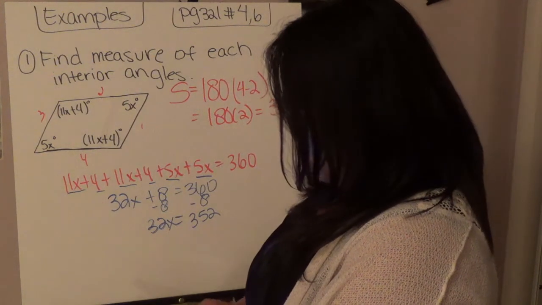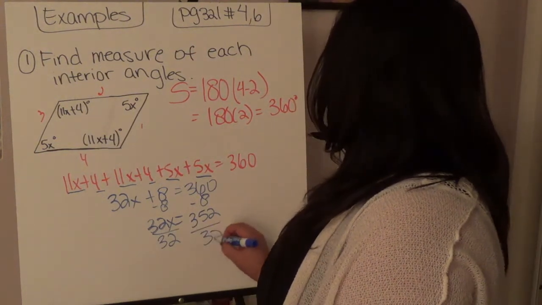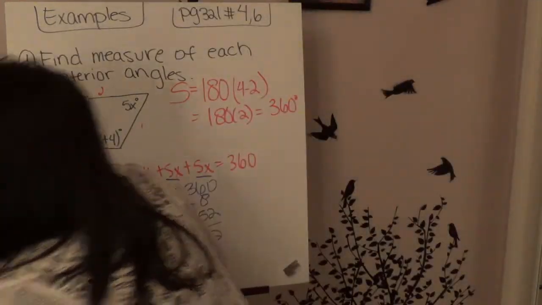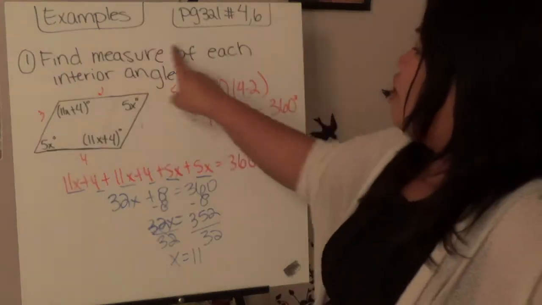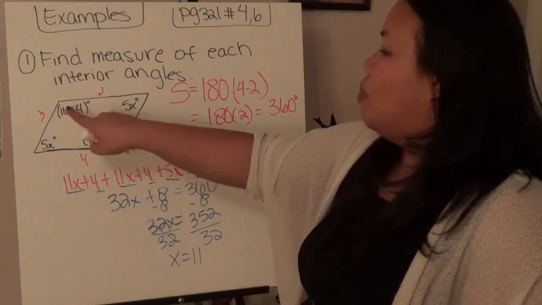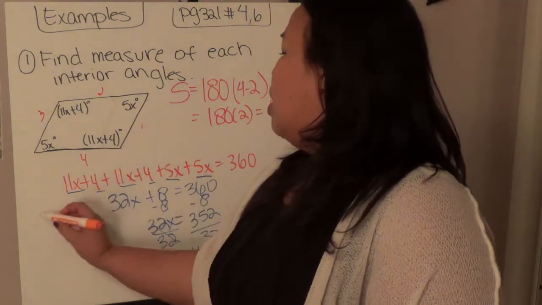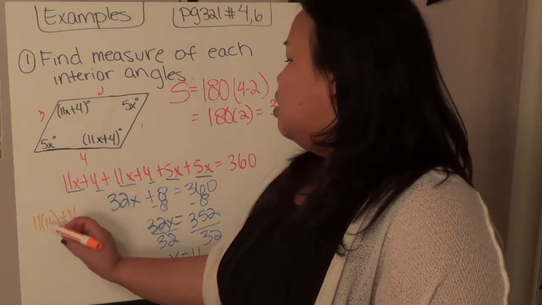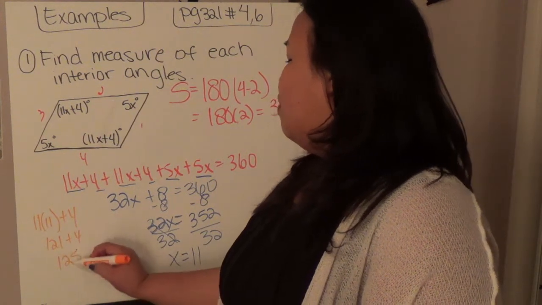352 divided by 32. So, divide both sides by 32. This gives me x equals 11. Now, please remember that it's not asking me to find what x is. It's asking me to find the measure of each angle. So now I have to plug it in. Since these are the same angles, I just have to plug it into one, and since these are the same angles, I plug it into the other. So I know that we have 11 times 11 plus 4. This gives me 121 plus 4, which gives me 125.